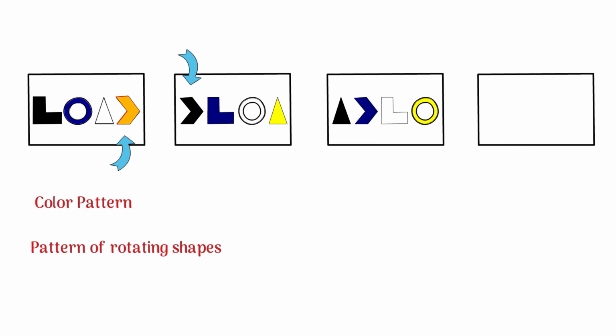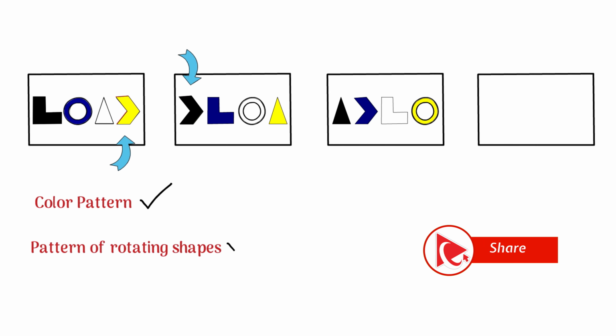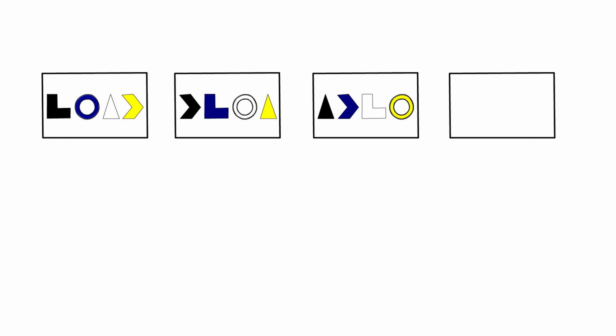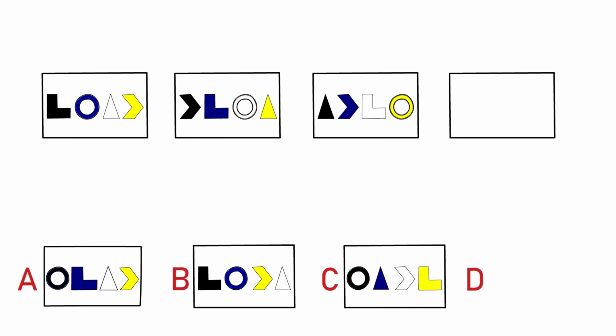For example, the yellow arrow from the first rectangle becomes the black arrow in the second rectangle. If you are able to identify at least one of these patterns, you will be able to solve this problem. Let's look at each of the answers and try to exclude the incorrect answers.